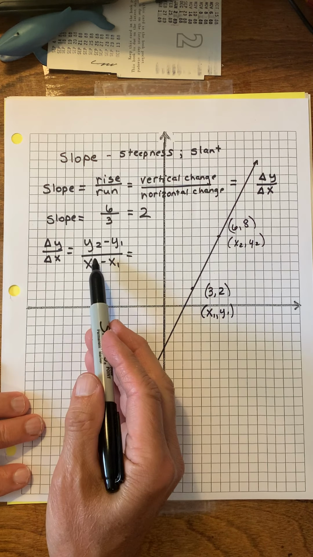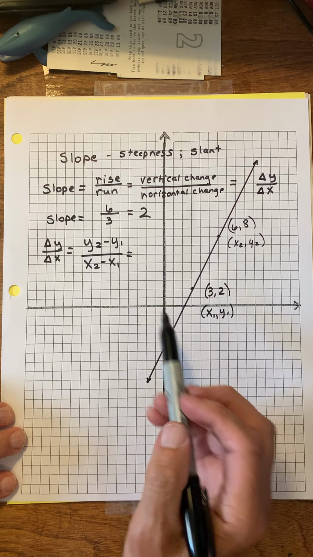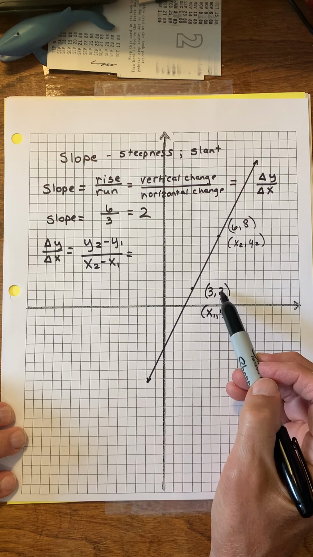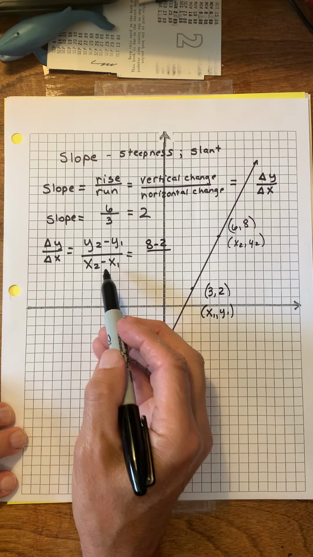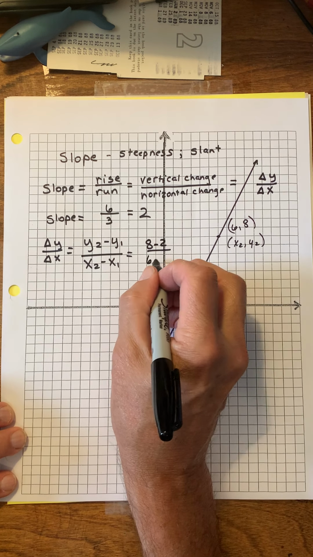So let's use this concept to find the slope of the line between these 2 points. y2 minus y1 is going to be 8 minus 2. x2 minus x1 is going to be 6 minus 3.